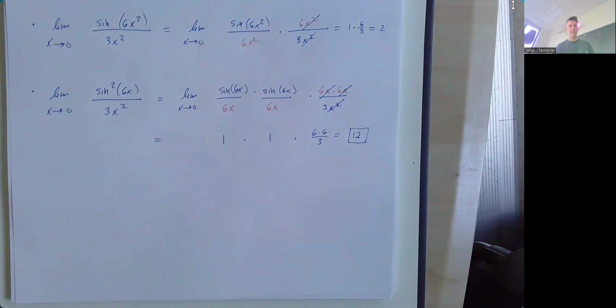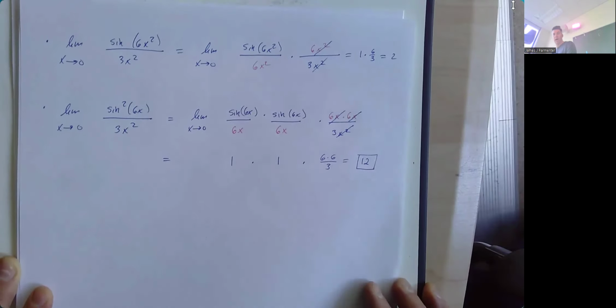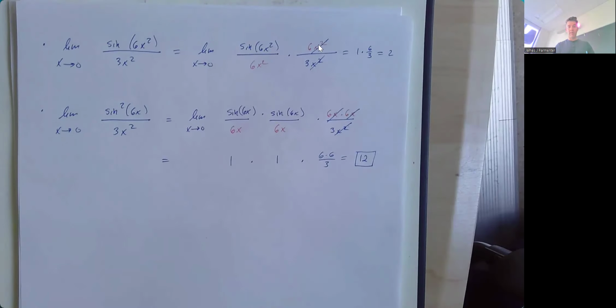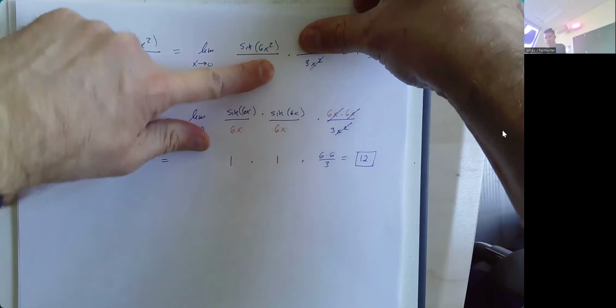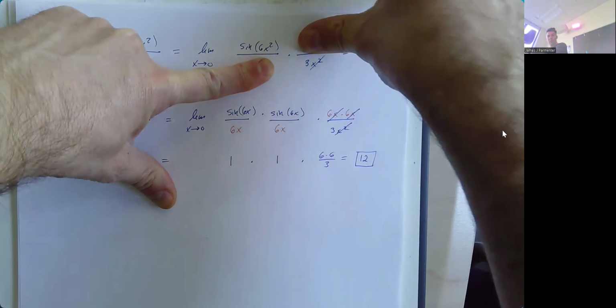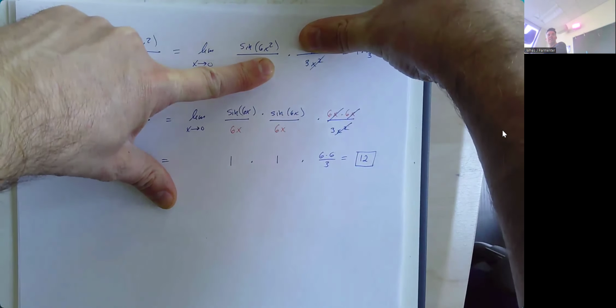There's a question in the chat. Could you please explain why you multiplied by 6x squared on both sides? So I wouldn't say I multiplied by 6x squared on both sides. I would say that I multiplied the top and bottom by 6x squared. And the reason I did that was because, before I wrote those down, I said, what do I wish I had beneath sine of 6x squared?